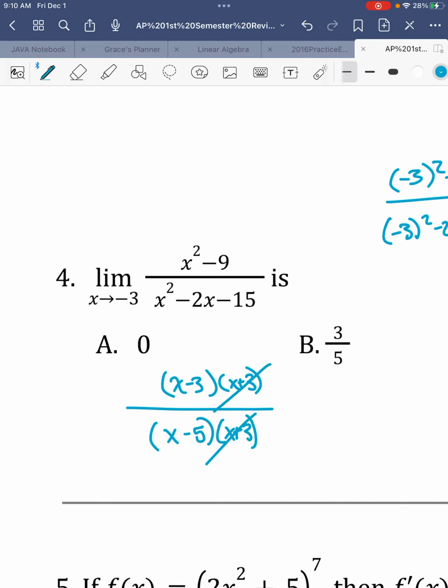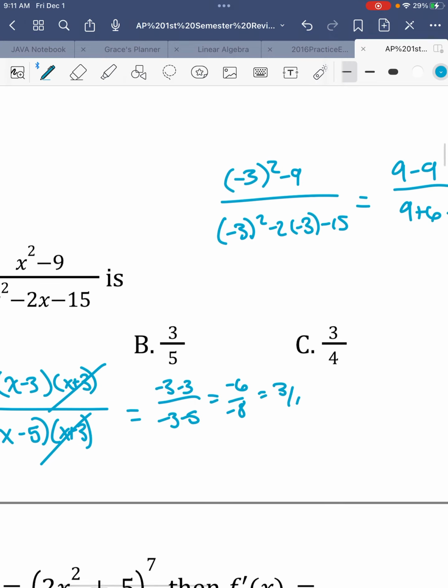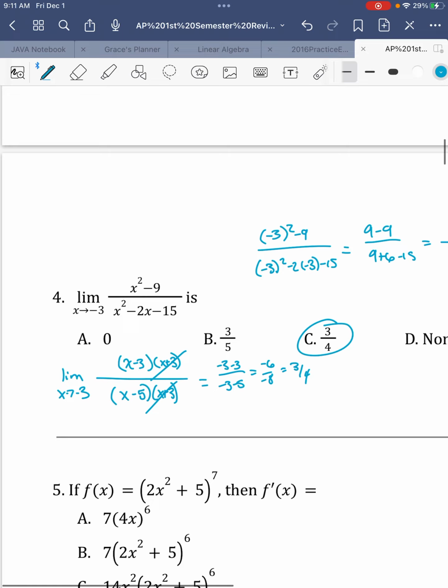Then we can cancel x plus 3, so now when we take the limit as x approaches negative 3, we're just looking at x minus 3 over x minus 5. So negative 3 minus 3, negative 3 minus 5, that's negative 6 over negative 8, which simplifies down to 3/4.